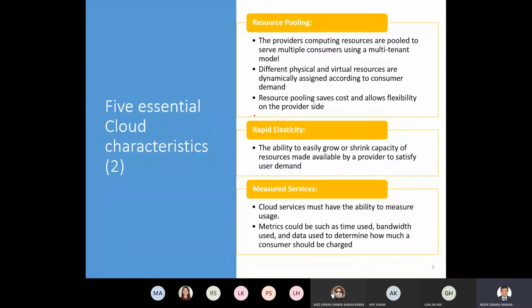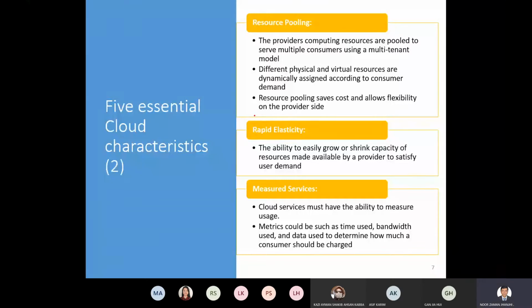The pooling concept is like a swimming pool. We have water in a swimming pool, and anybody can come and the pool can serve that person. It's not dedicated to someone. In the same way, we have a pool of resources that can be used by anyone. One resource can be used by multiple people or multiple organizations. This concept is known as resource pooling, and it is the third pillar of the five essential cloud characteristics. So this is the third important characteristic of the cloud.